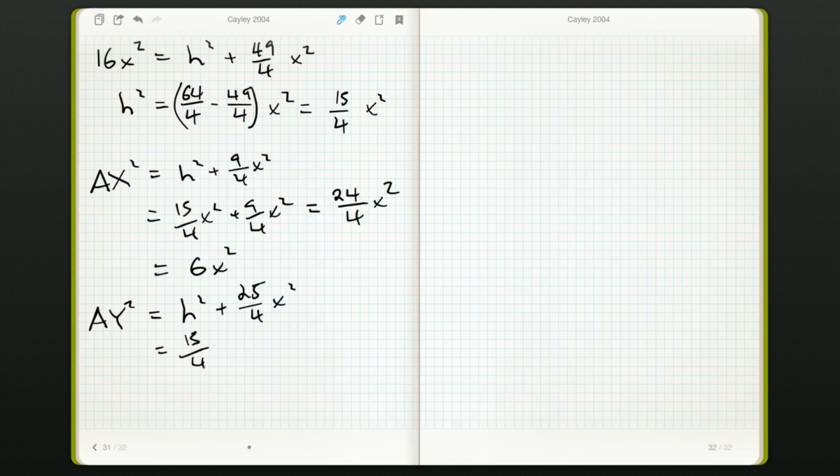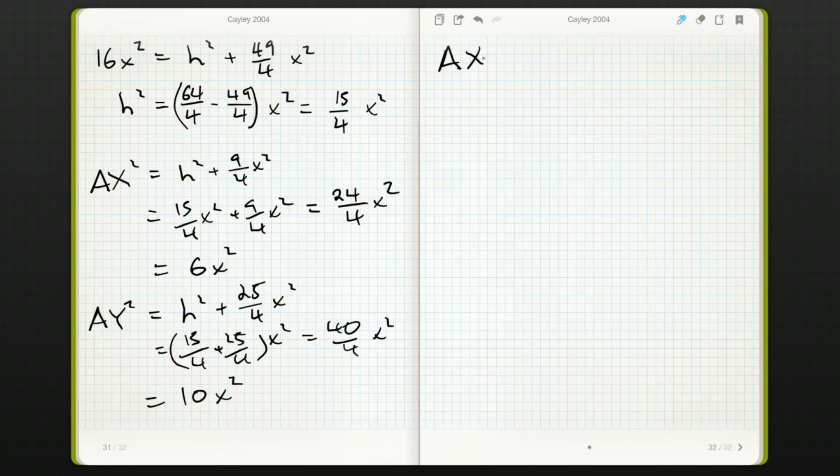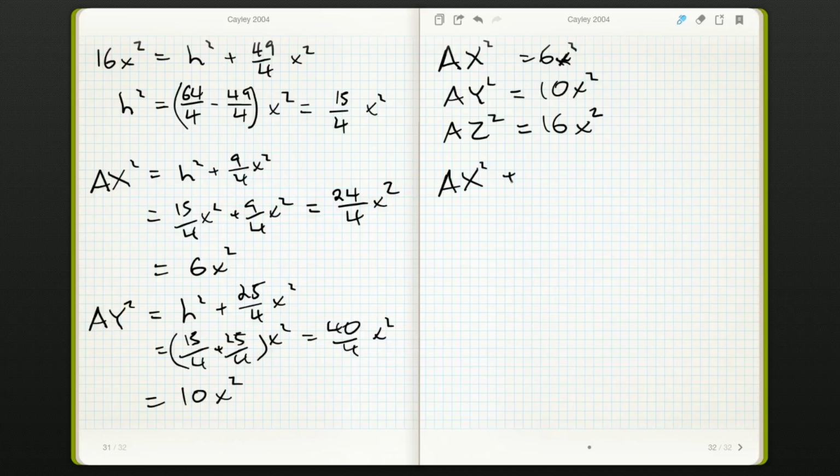So that's 15 over 4 plus 25 over 4. So that's going to be 40 over 4 x squared, which is going to be 10x squared. So we could square root each of these, but actually, AX squared is 6x squared, AY squared is 10x squared, and if we bring him back just for a second, AZ squared is 16x squared. And to the keen mathematical mind, we realize that 6 plus 10 is equal to 16. So AX squared plus AY squared is equal to AZ squared.